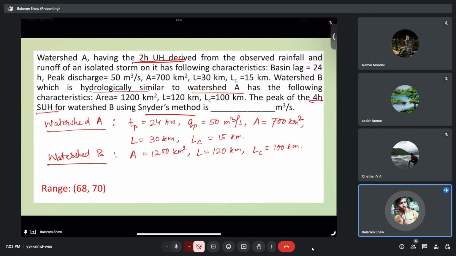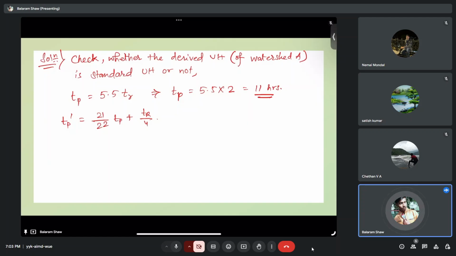Basin lag was how much? Basin lag was 24 hours, right? We have here how much? 11 hours. So 11 hours is obviously not equals to 24 hours. So that's why we are using this, right? So TP dash will be equals to 21 by 22. TP is how much? 24 plus TR is how much? 2 by 4. Just calculate and let me know how much you are getting.